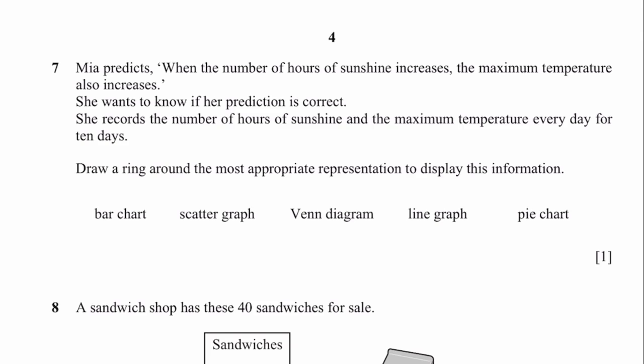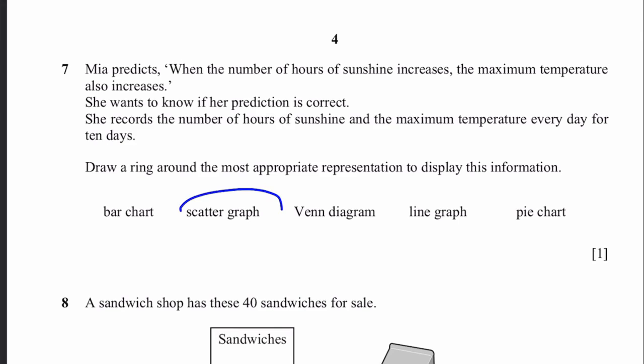Question 7. Mia predicts when the number of hours of sunshine increases, the maximum temperature also increases. She wants to know if her prediction is correct. She records the number of hours of sunshine and the maximum temperature every day for 10 days. Tick the most appropriate representation to display this information. Well, the answer is actually scatter graph.